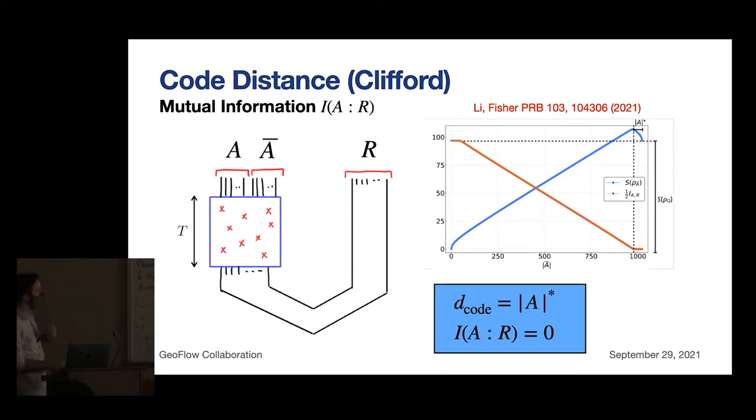Now, if you take A to be small enough, you'll find generically in these circuits that actually the mutual information between these two drops to zero. So what that means is, let me say that again, when you take A to be small enough, non-zero, but small enough, the mutual information vanishes. What that means is that any errors that you apply on A, any noise or operators you apply on there, won't have any effect on the information at R.